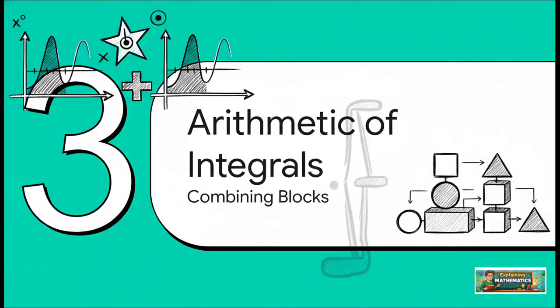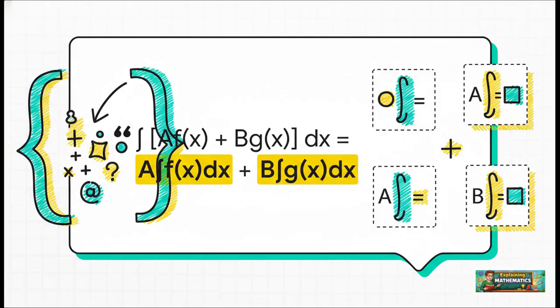So we have our first couple of tools. That's great. But what about more complicated functions? What happens when things are added together or multiplied by numbers? Well, our next set of rules is going to show us exactly how to handle that. Okay, this theorem looks a little formal, but what it's telling us is actually a huge game changer. It basically says two really simple things.